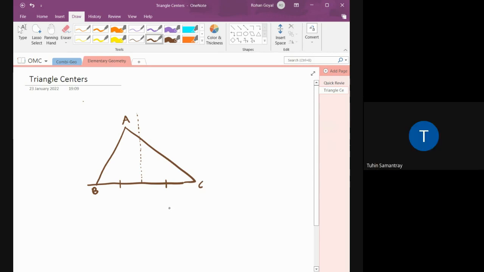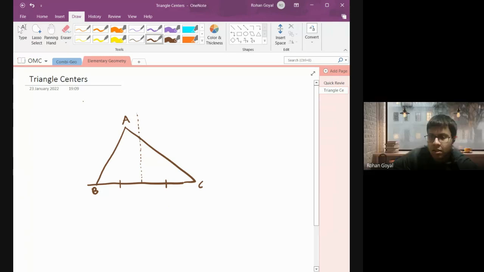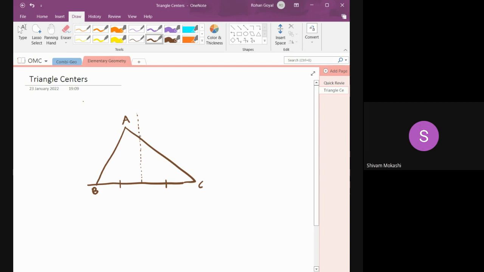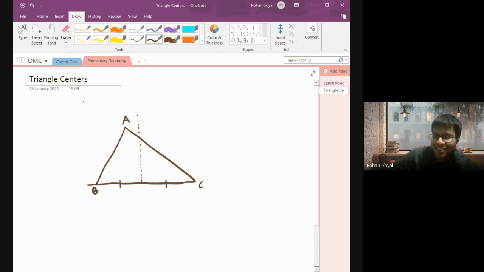It's okay. I guess he's talking about the intersection of AC and the bisector maybe. Is that what you meant? No, that's not what I meant. But yeah, I don't know. That's okay. Yeah, go ahead, Siddharth.